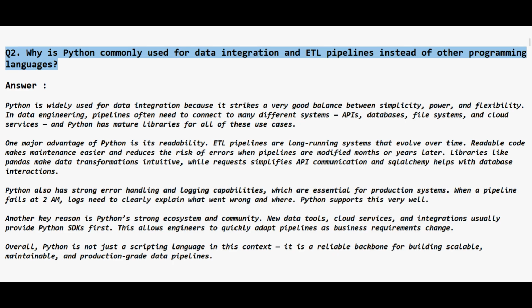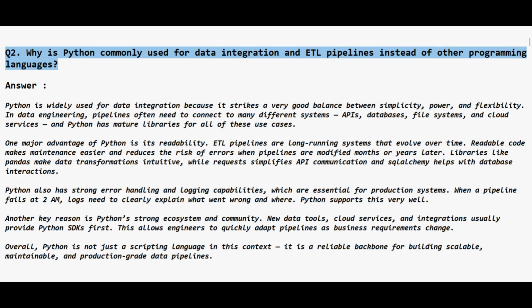Question 2. Why is Python commonly used for data integration and ETL pipelines instead of other programming languages? Answer. Python is widely used for data integration because it strikes a very good balance between simplicity, power, and flexibility. In data engineering, pipelines often need to connect to many different systems, APIs, databases, file systems, and cloud services, and Python has mature libraries for all of these use cases.